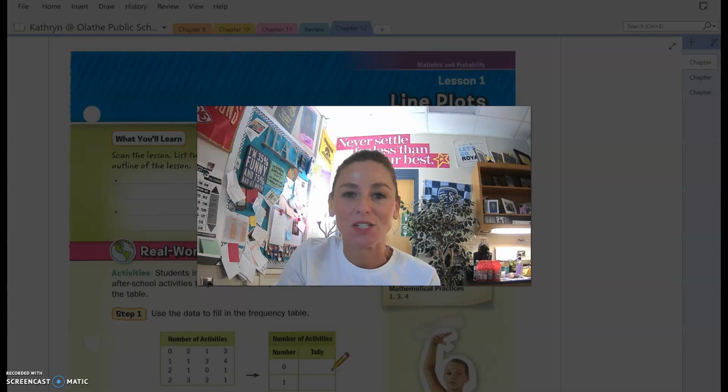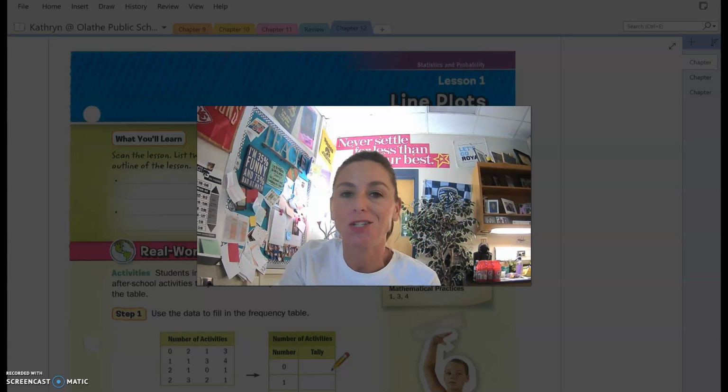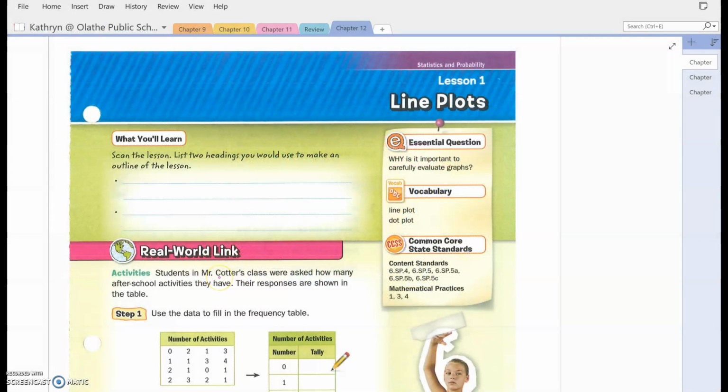Alrighty, 6th grade mathematicians, here we are taking a look at Chapter 12, Lesson 1. You will need to get your book open to page 863, and we're just going to jump right on in, taking a look at line plots. So make sure that you are set up for success with your book open and your pencil ready, and we're going to go ahead and get started.